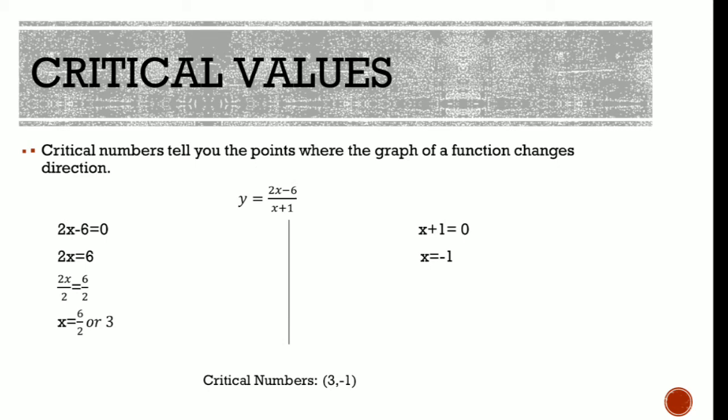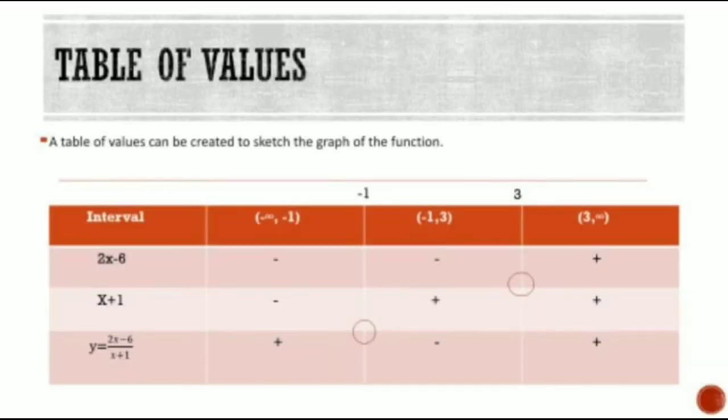Let's proceed to the table of values. A table of values can be created to sketch the graph of the function. In this table of values, you will first write the intervals, which are negative infinity to -1, -1 to 3, and 3 to positive infinity, then 2x - 6, x + 1, and y = (2x - 6) over (x + 1). Then we will use the fishbowl method. Left side is negative, right side is positive. So negative infinity to -1 is above the x-axis, same as 3 to positive infinity, while -1 to 3 is below the x-axis.